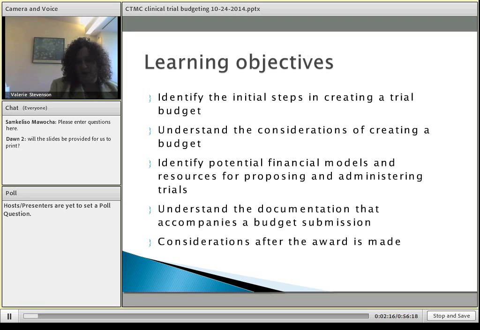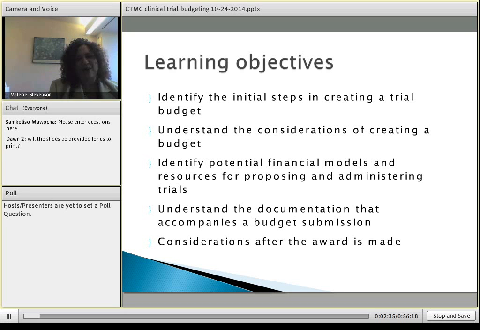Another thing that we want to talk about is the considerations of a budget, and not so much the upfront cost, because many times we know we need to cover the cost of a salary, but talking about some of those things that may not be as upfront when you're thinking about budgeting. So we'll explore both the upfront and the hidden costs.